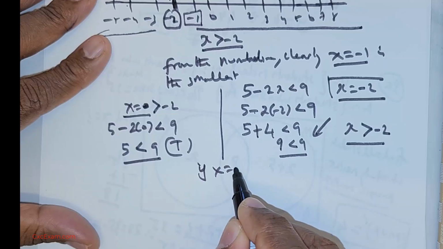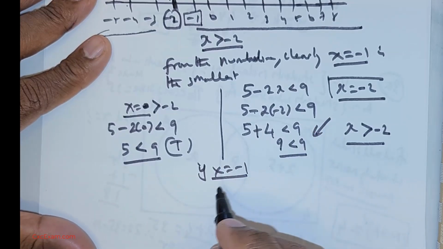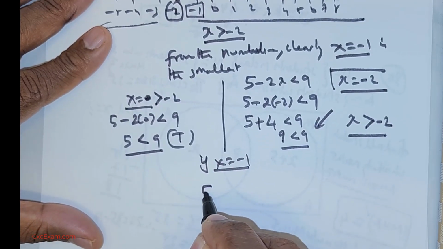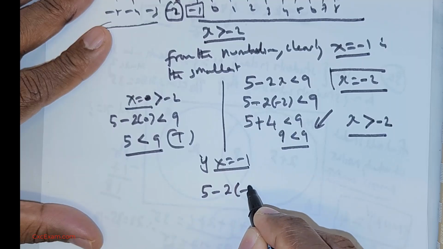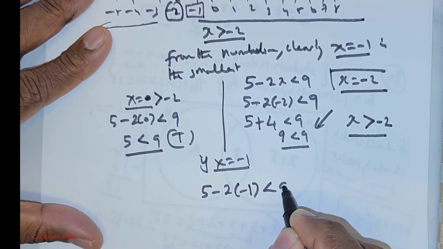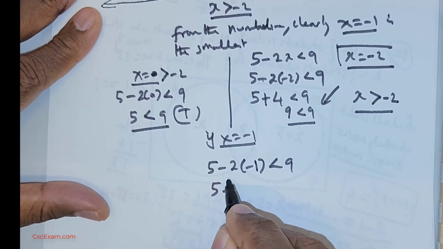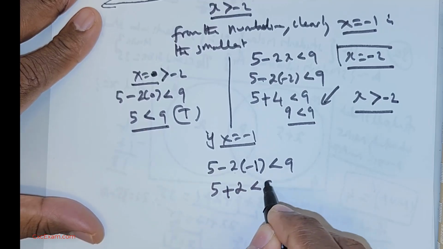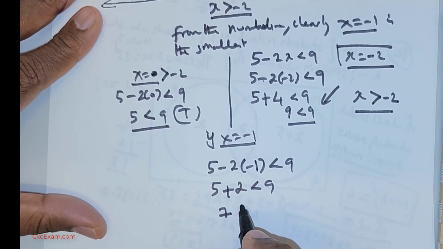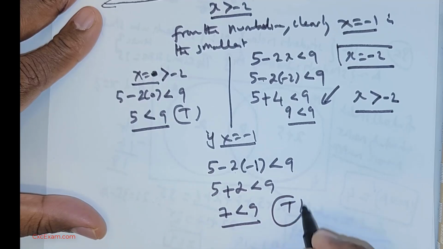See, because if x is equal to -1, I will have this 5 minus 2 times -1 should be less than 9. So this is 5 plus 2 times 1, which is 2, should be less than 9. It's 5 plus 2 is 7, 7 is less than 9, and this is true.